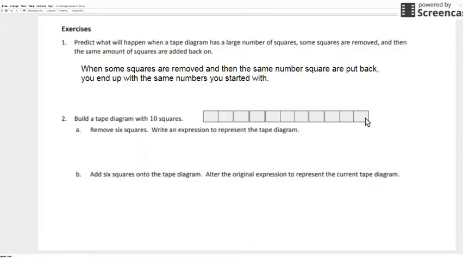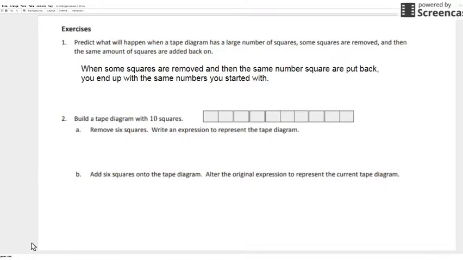Oops, I have 1 too many. So let's get rid of it. There's my 10 squares. So let's go through some steps to show us how this top part will work. It says, remove 6 squares. Write an expression that represents the tape diagram.